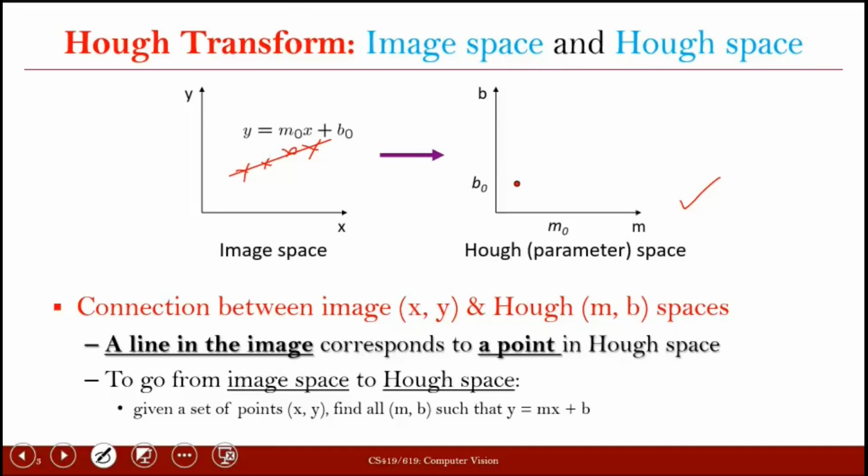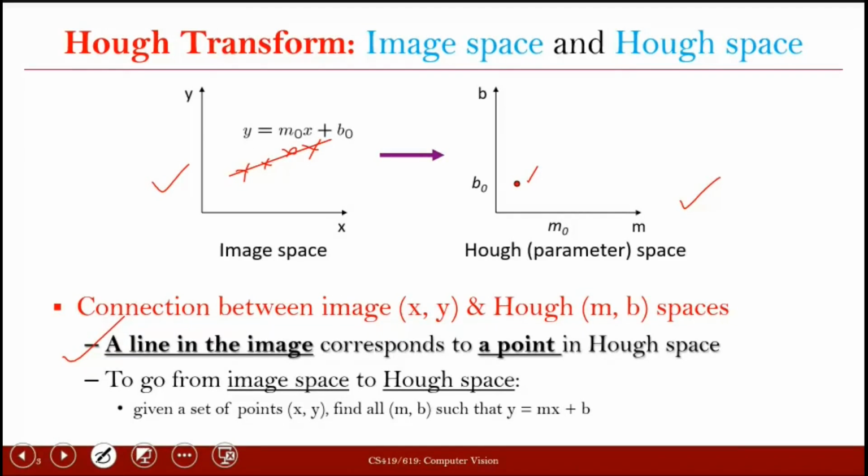Let's say we take the example of a line, and assume that these 4 points in this image space have a common line which passes through all four of them. If the parameters for that line are m0 and b0, then in the parameter space that is marked here. So whatever line exists in image space is denoted by a point in the Hough space. As we see here, a line in the image space corresponds to a point in the Hough space.